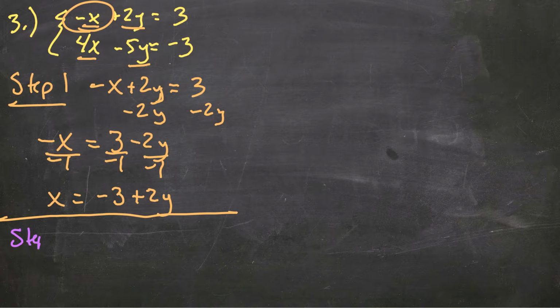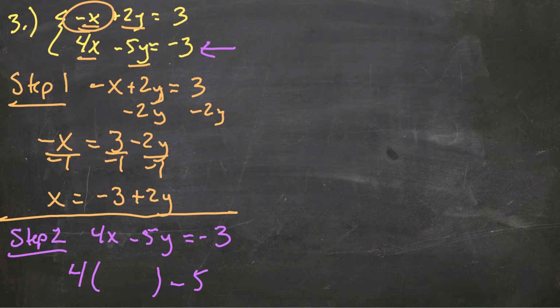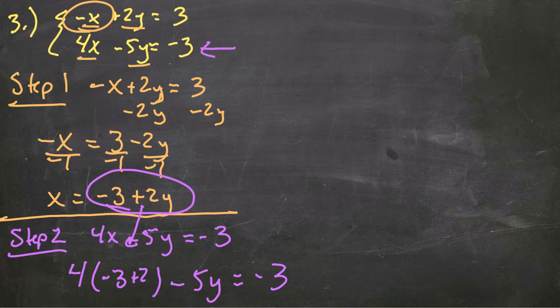Now, step 2 says I have to use the other equation. I have to use the bottom because I started with the top. So I write 4x minus 5y equals negative 3. Now, remember, I circled x, I got x by itself, so I write a big empty set of parentheses for x, minus 5y equals negative 3. So I'm going to take this negative 3 plus 2y, and plug it right in there instead of x. So negative 3 plus 2y.